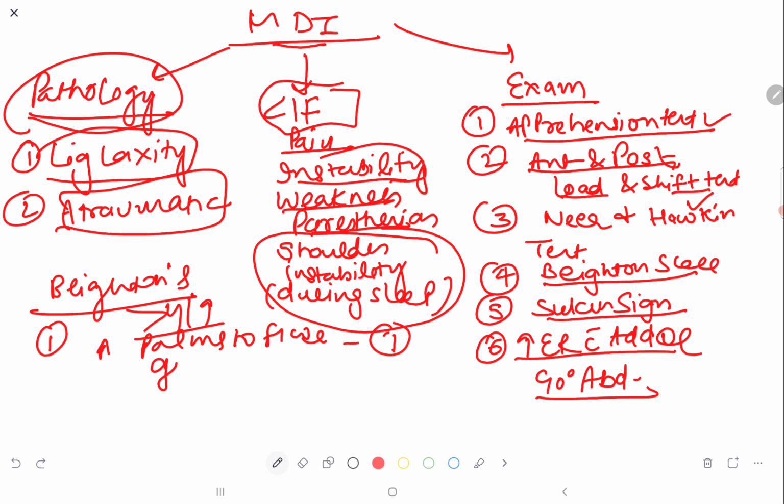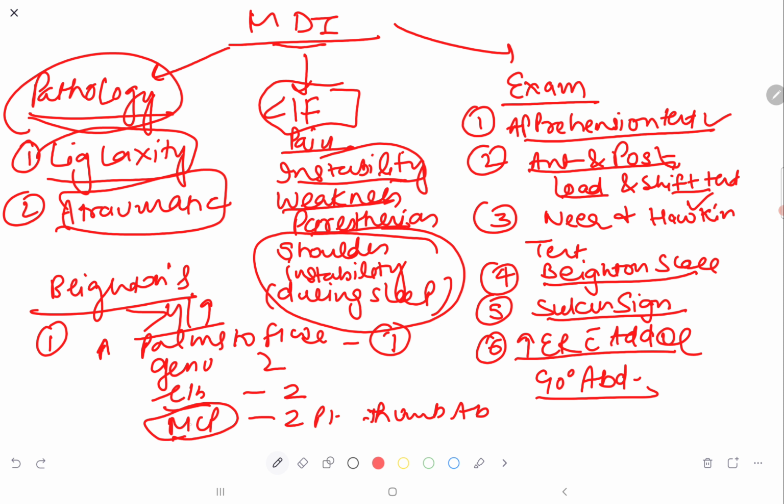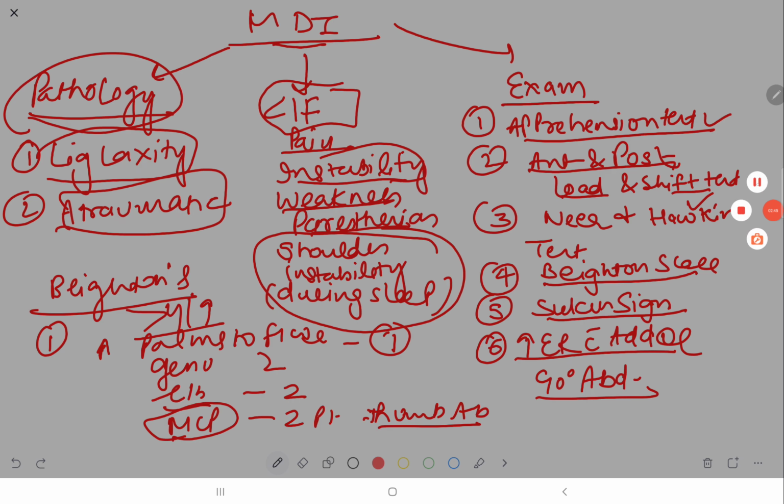Then you will see genu recurvatum, 2 points, elbow hyperextension, 2 points, MCP hyperextension, 2 points, thumb abduction to ipsilateral forearm, 2 points. Means you have to check the hyperextension at elbow and knee. Then you will check the hyperextension at metacarpophalangeal joints. Then you will see the thumb abduction to the ipsilateral forearm. Okay, that's how you will calculate the Beighton score.